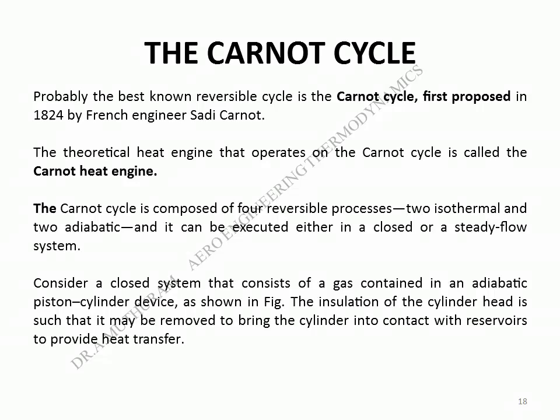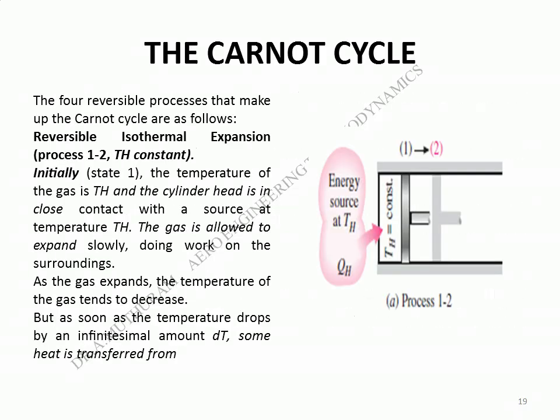Consider a closed system that consists of a gas contained in an adiabatic piston-cylinder device, as shown in Fig. The insulation of the cylinder head is such that it may be removed to bring the cylinder into contact with reservoirs to provide heat transfer. The four reversible processes that make up the Carnot cycle are as follows. Reversible isothermal expansion, process 1 to 2, TH constant.